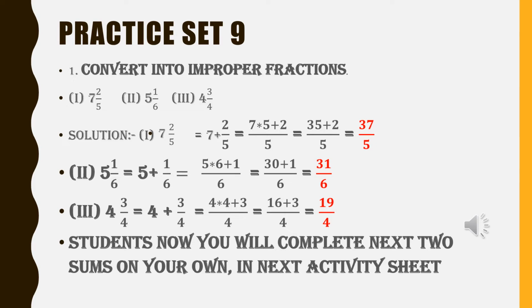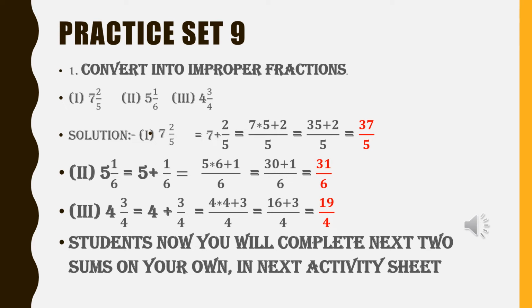As you can see, the example is 7 2/5. So the meaning of this is 7 plus 2 upon 5. Okay, you will write it as 7 plus 2 upon 5. Now you will multiply 5 with 7. The denominator has to be multiplied by the whole number and then it is added to the numerator.